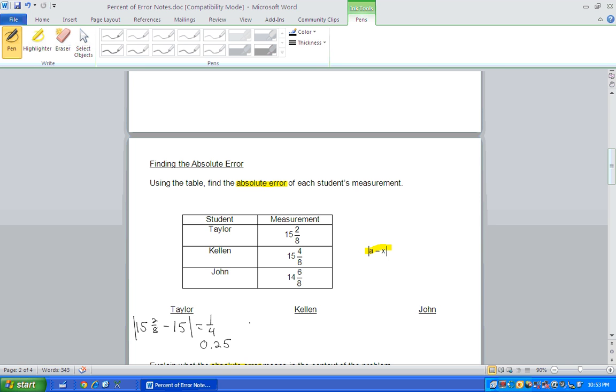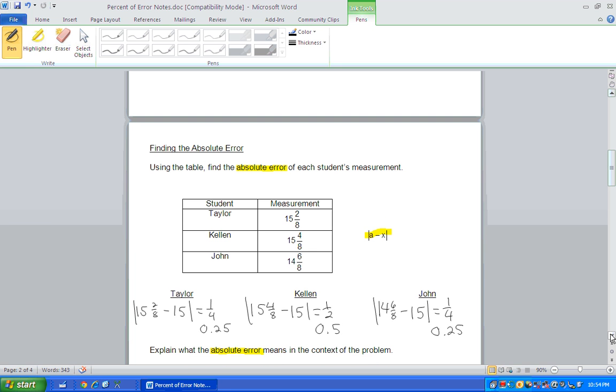Kellen's approximate measurement was 15 and 4/8 inches minus the exact. So his absolute error was 1/2, or 5/10 if you write that as a decimal. And finally, John, his approximate measurement was 14 and 6/8 inches minus the exact 15. Now here you're going to get a negative answer, but because it's in the absolute value symbol, your answer is going to change to positive. So his absolute error is also 1/4, or 25 hundredths.